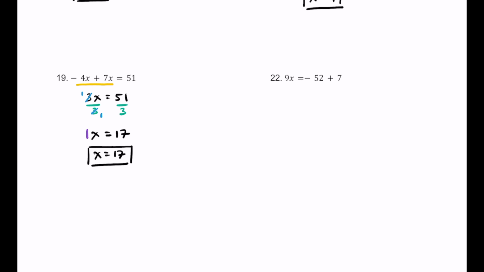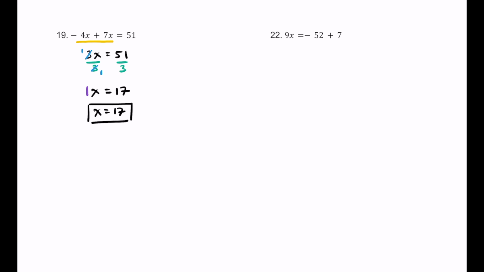Moving on to 22, we're going to go ahead and combine these constants on the right side. So we'll leave the 9x alone on the left, and then this negative 52 plus 7 is going to be negative 45. And dividing both sides by 9 using the division property of equality, 9 divided by 9 is going to be 1 on the left. So we're going to get positive 1 times x, or 1x. And on the right side, 45 divided by 9 is 5, but it's the opposite of that, so it's negative 5. And using the identity property of multiplication, drop that 1, x equals negative 5.